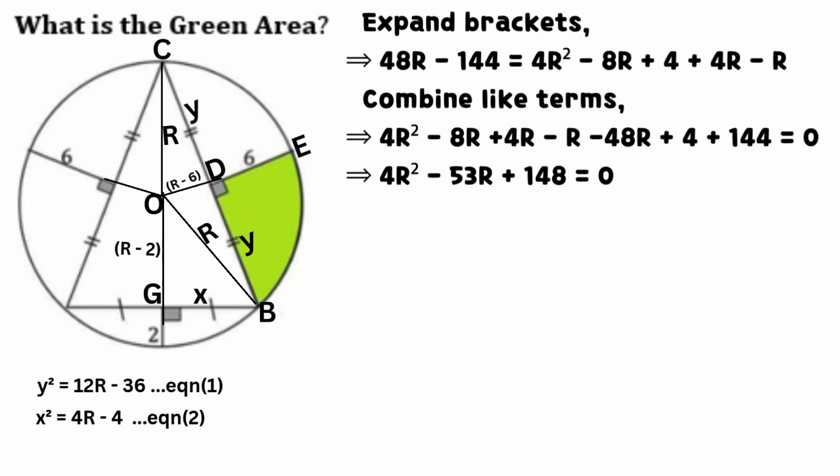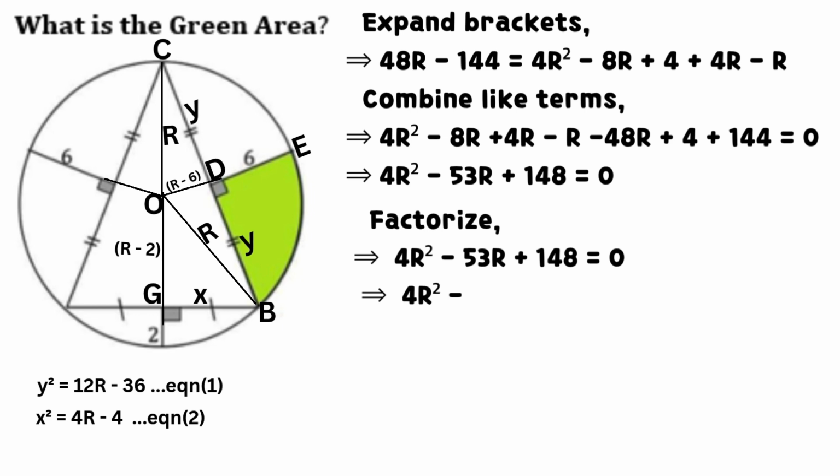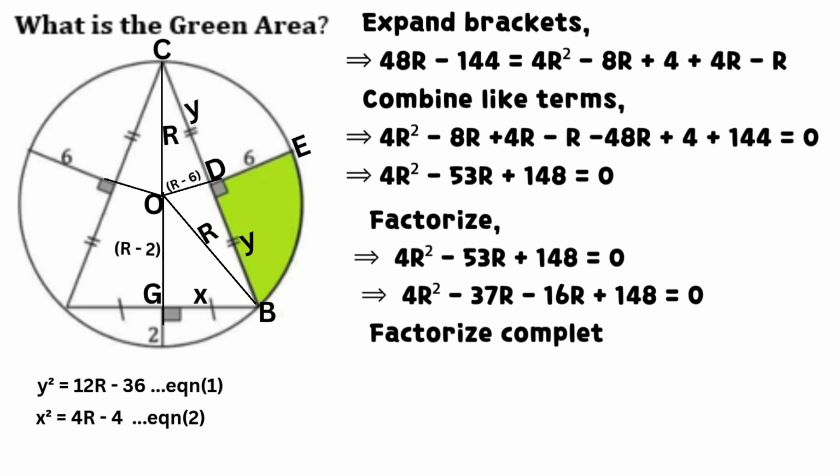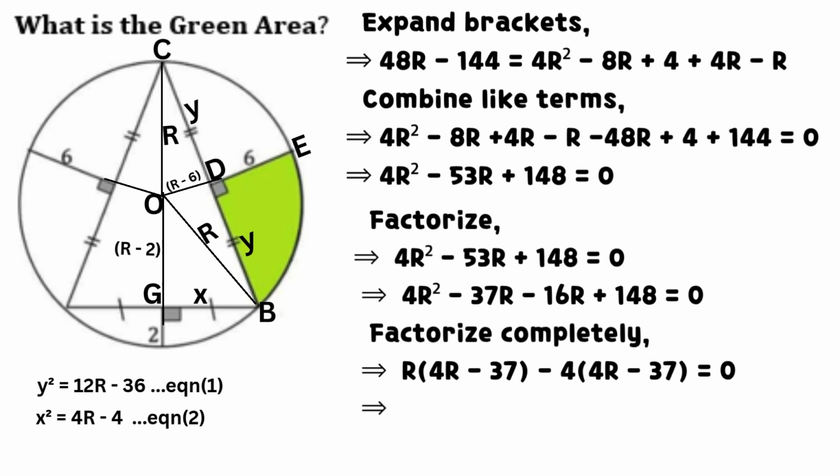Combine like terms. We have the equation shown on the screen. Simplify this equation so that 4 times the square of r minus 53r plus 148 equals 0. Factorize. This implies that 4r squared minus 37r minus 16r plus 148 equals 0.